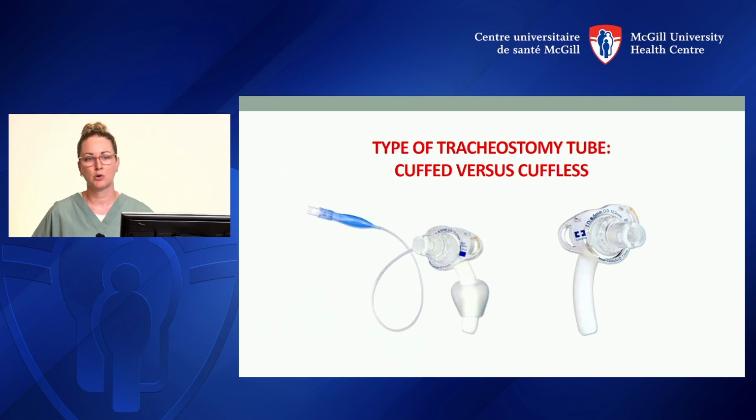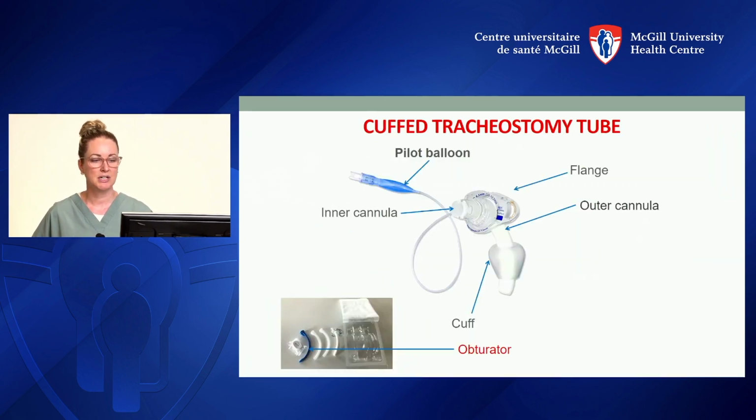So we're going to talk a little bit more about cuffed and cuffless tracheostomy tubes. So a cuffed tracheostomy tube, you'll see the soft balloon around the distal end of the tube that inflates to seal the airway. You can tell the inner balloon is inflated sufficiently when you don't hear a leak around the patient's neck and the pilot balloon is inflated.